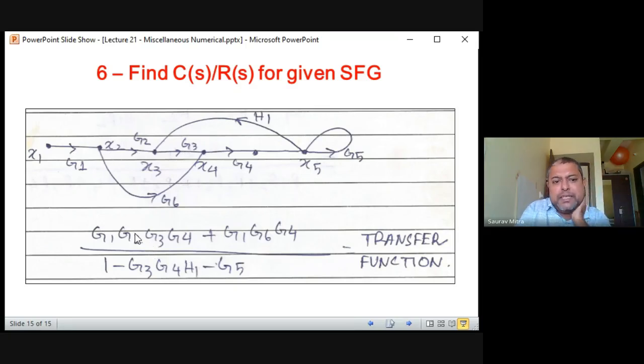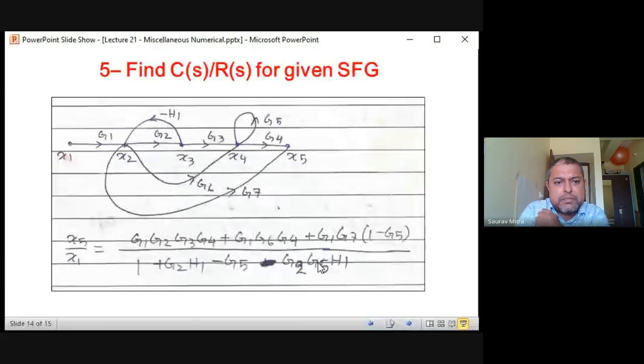Okay, how many loops are there? There are 2 loops actually. So this is the first loop, G3 into G4 into H1, and this is actually the forward. In the denominator, minus G2, G5, H1. Please explain. Okay, so this G2, H1 and this G5, these are 2 non-touching loops.